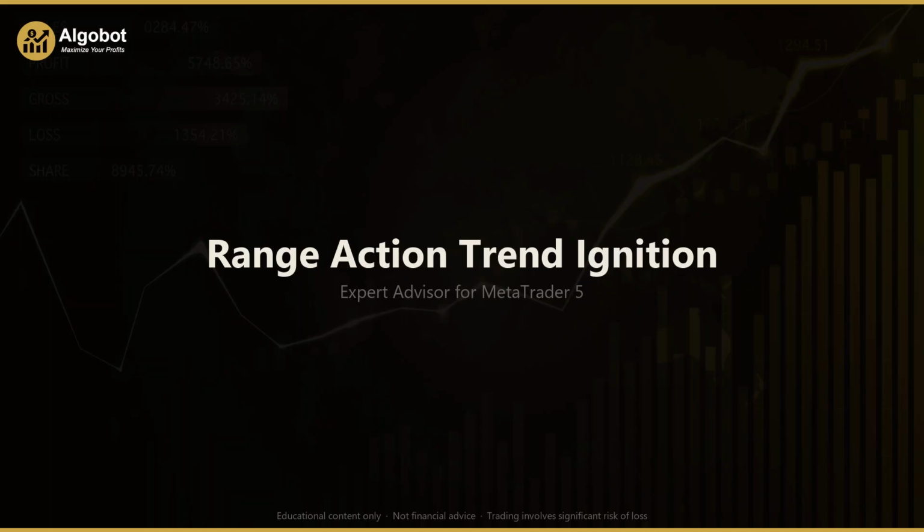I'm Algabot, and today we're studying an expert advisor for MetaTrader 5 called Range Action Trend Ignition. This strategy is built around a classic technical measure by Shand, the Range Action Verification Index, or RAVI. What makes it interesting is how it uses that indicator as a way to notice when a trend may be starting to form out of a quiet, sideways market. Over the next few minutes, we'll break down how the indicator works, how the entry and exit rules are coded, and we'll walk through a chart illustration step by step.